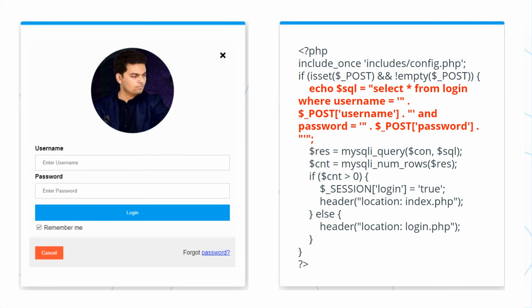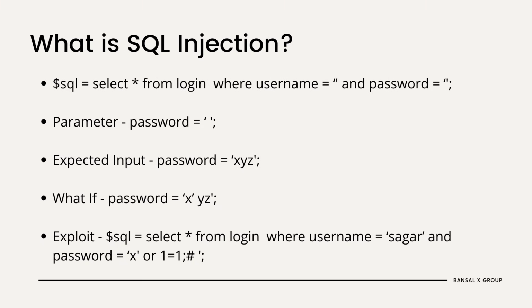Let me make it easier. So this is the simplified version of the code. In this code, it's asking: select star from login where username equals something, password equals something. So there is the field username, there is the field password. In a login form, you fill these fields and it goes to the database and checks, hey, is there any user in the login table which has the username of Sagar and password as Bansal? If there is, it will return a result. If there is not, it will not return a result.